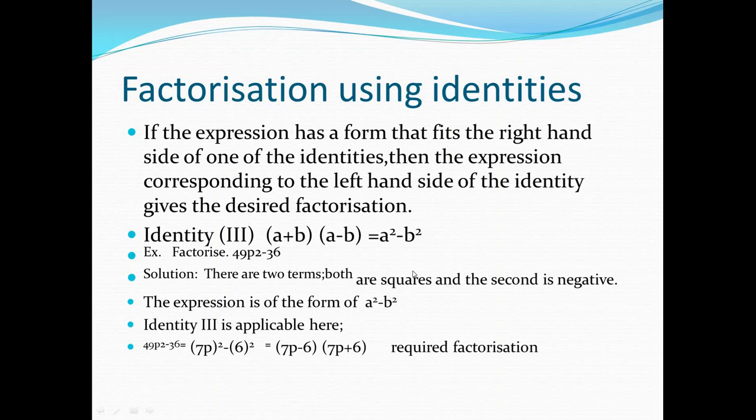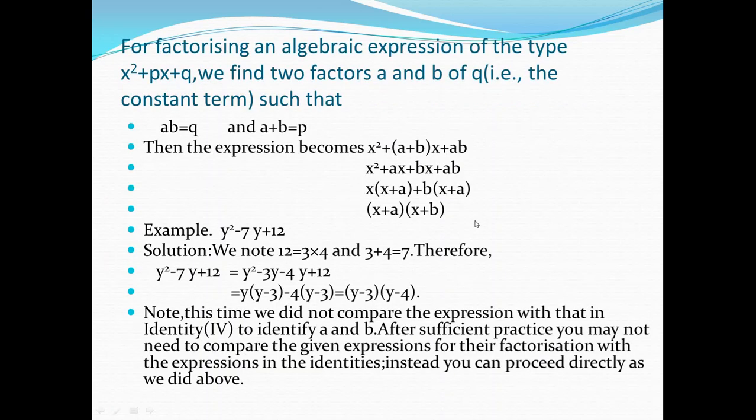So 49p square minus 36 can be written as (7p) whole square minus 6 whole square. So we can rewrite it as (7p minus 6) multiplied by (7p plus 6). That is the required factorization. Let us move to the next slide.